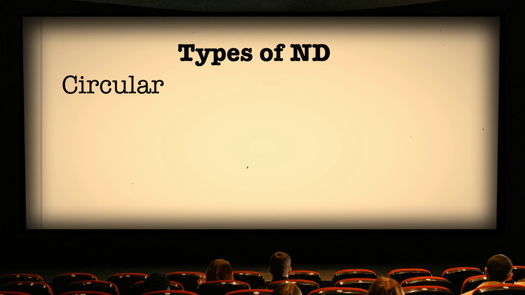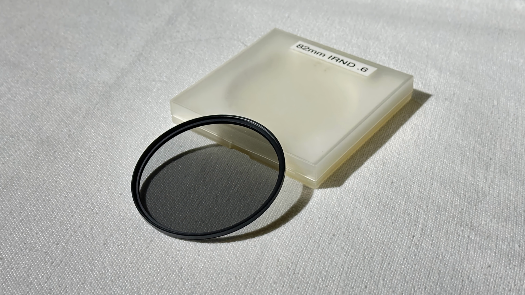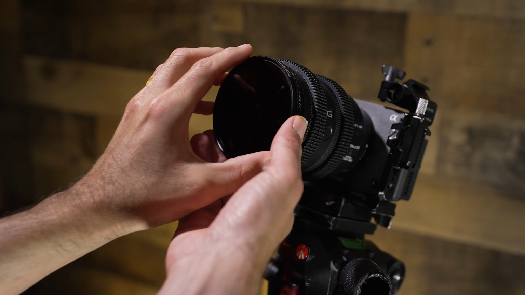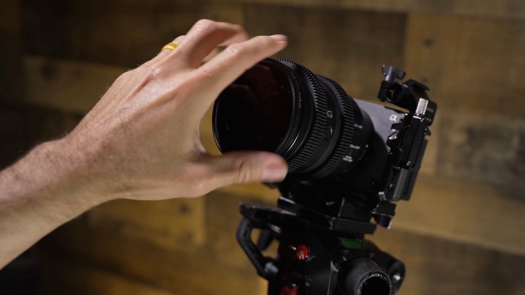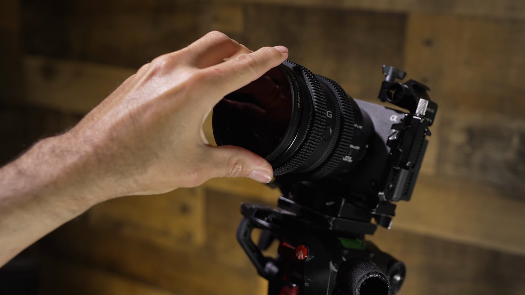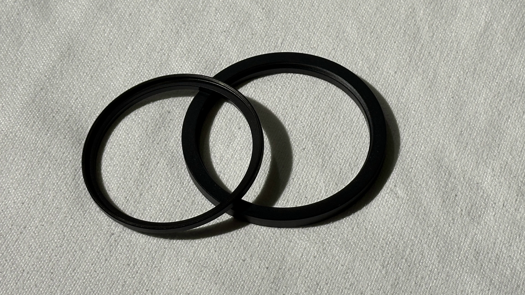There are the circular filter types. These are the most affordable and screw directly onto the filter threads on the front of your lens. However, they are slow to change, and if you're using multiple lenses with different thread sizes, you'll need step-up rings or multiple filters. What happens when you take two circular polarized filters and screw them together opposing each other?